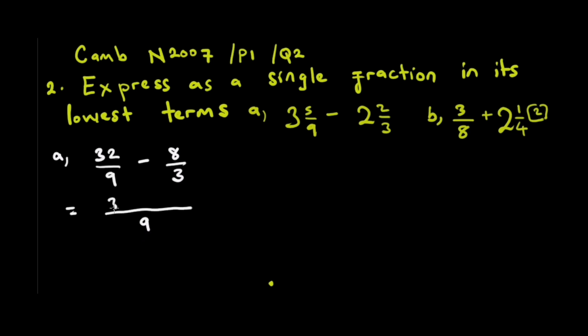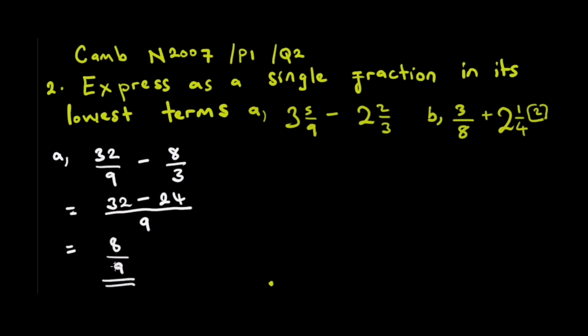1 times 32, 32. Minus 3 into 9 is 3. 3 times 8, 8, 16, 24. So here we are going to have, if we take graph paper, we put 32 minus 24. 1 here. This becomes 3. Then 12 minus 4 is 8. That means 32 minus 24, our answer is 8. Then it's 8 over 9.